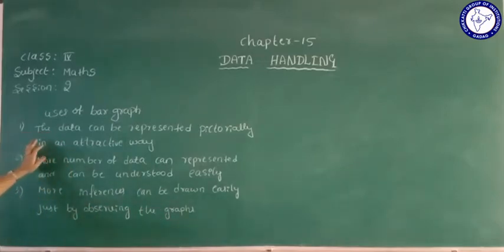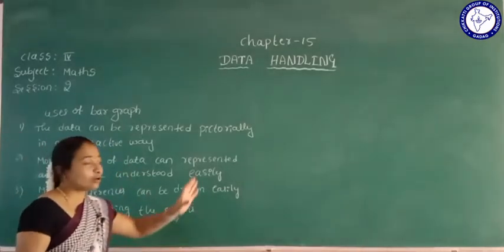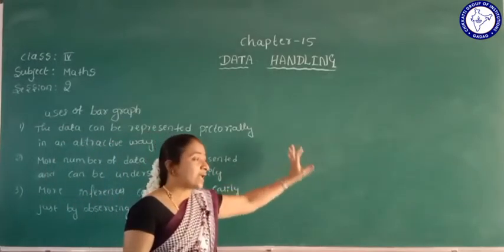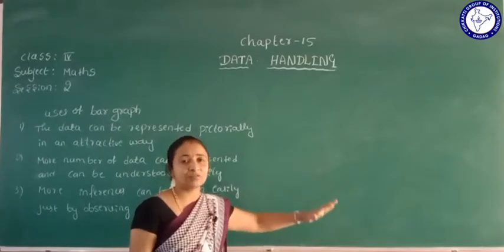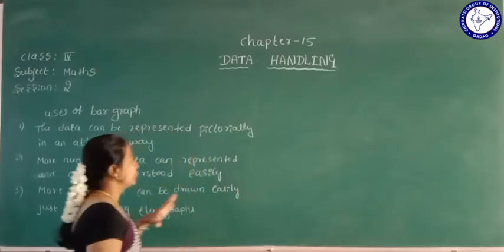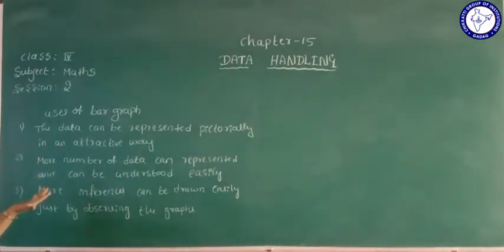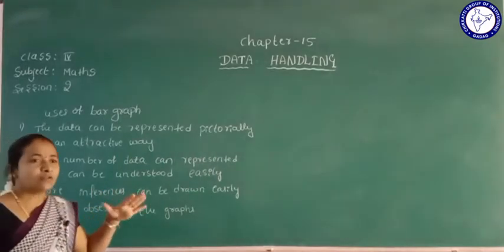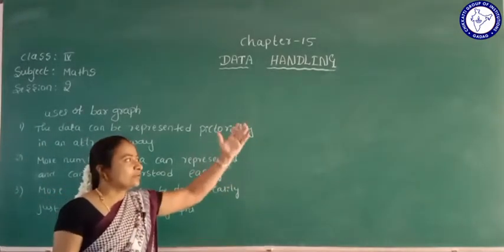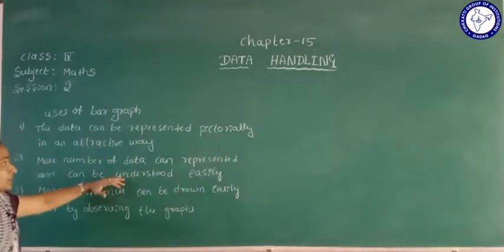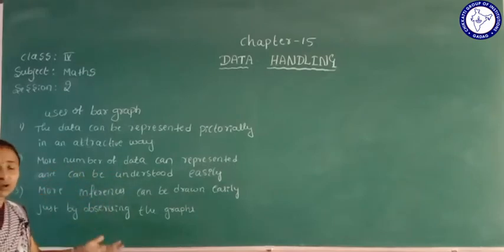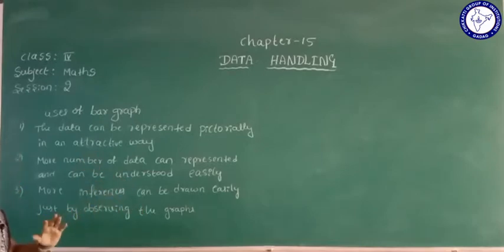So the data can be represented pictorially in an attractive way. We can draw the data pictorially, that is a bar graph. We can give a color to each competition, or the number of students, so it is very attractive to see. And more data can be represented and understood easily. If you see the bar graph, you can understand which competition has more students, or which competition has more food items, so you can identify that.